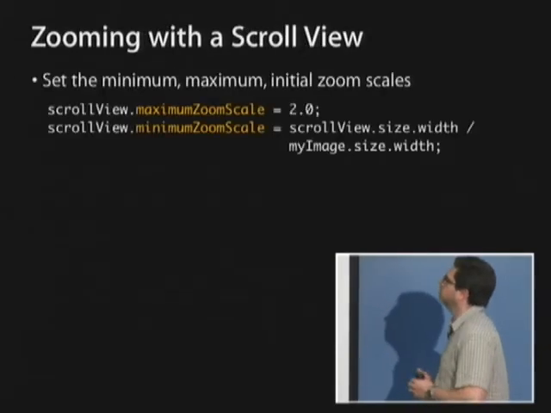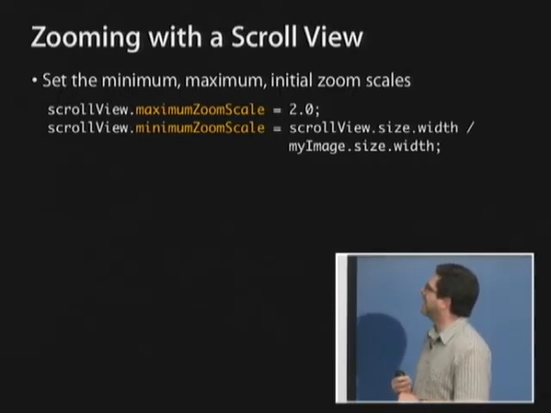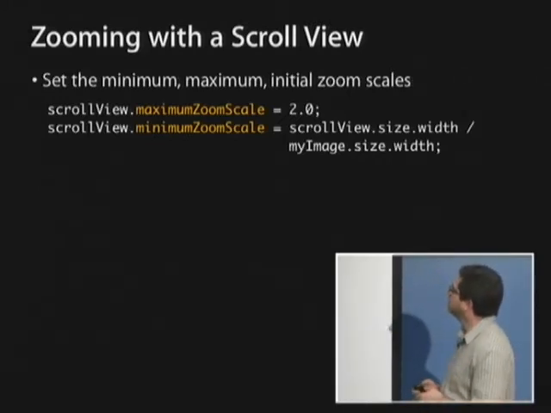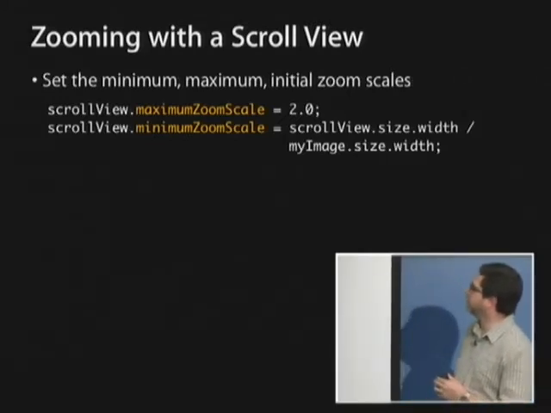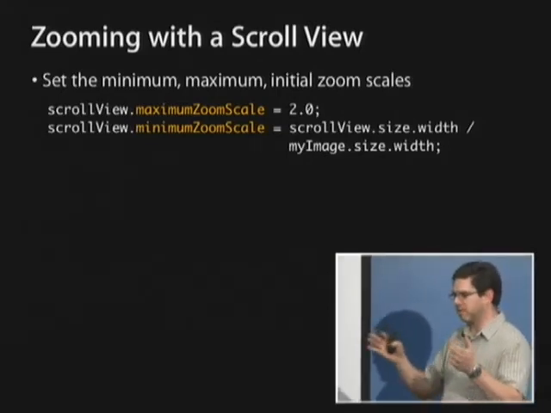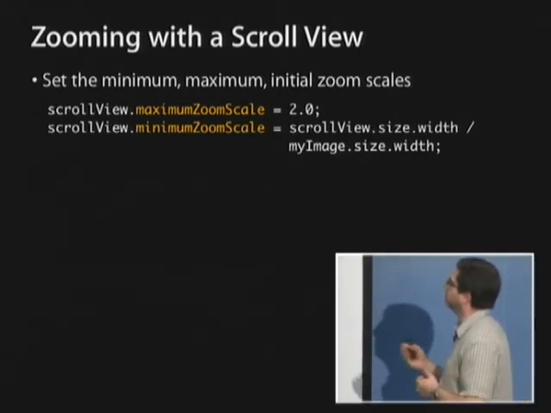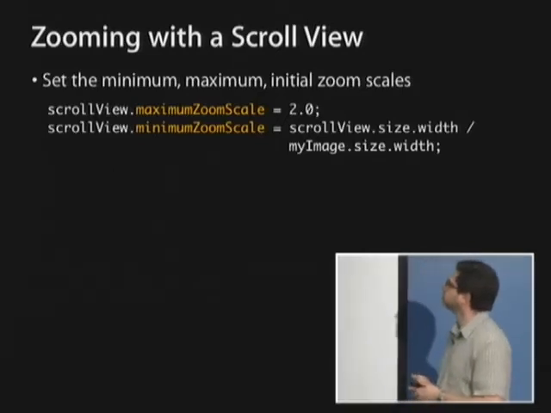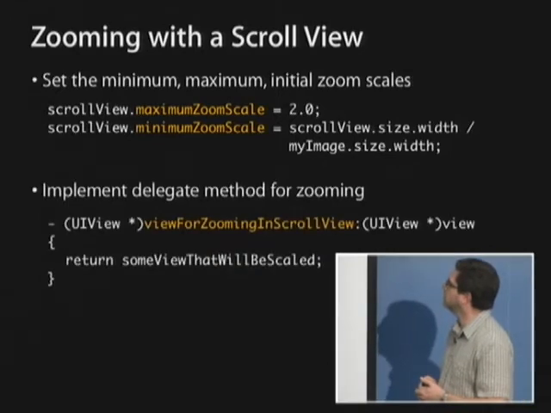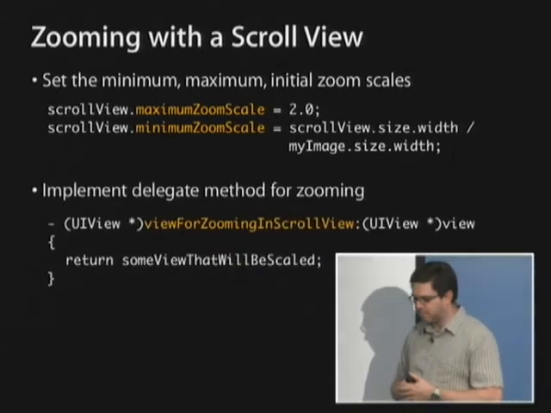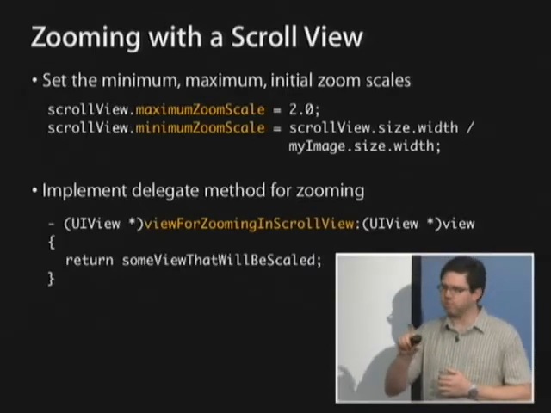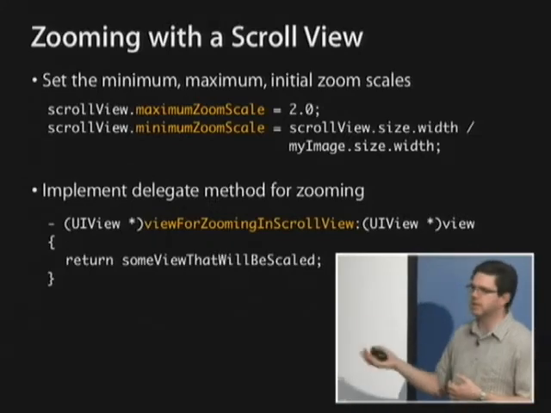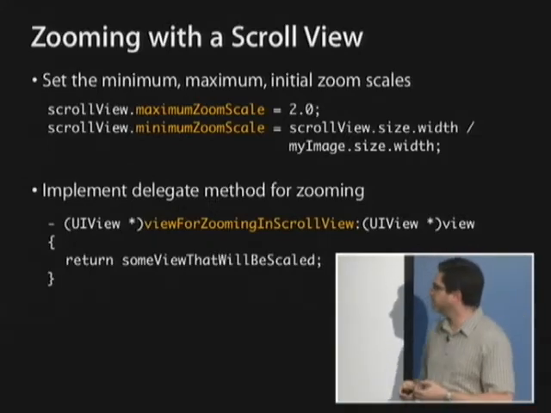To zoom with a scroll view, we need to set the minimum and maximum zoom scales. This lets you specify how much you can zoom in or out. So in this example, we've set the maximum zoom scale to 2, so twice as big as whatever content size it is. And then the minimum, in this case, is so that the image just fits on the screen. Then there's a delegate method to specify what should be zoomed. When the scroll view handles one of those pinch gestures, there's some view that's going to get a transform applied to it. This is how the delegate tells the scroll view what view should get that transform.